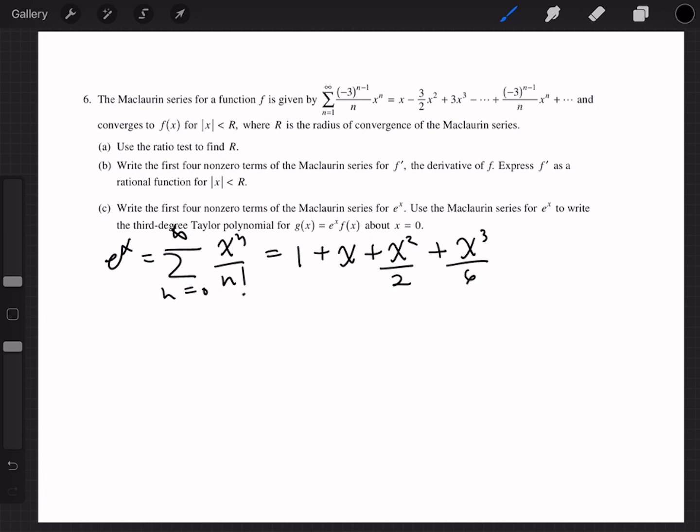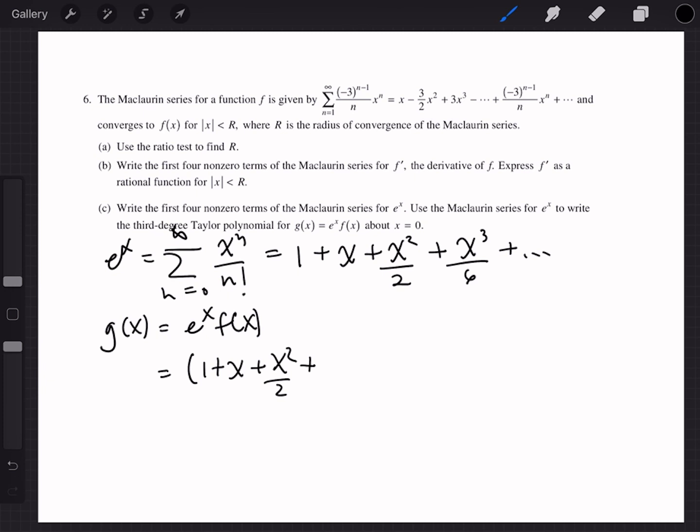If g of x is e to the x times f of x, then what you should do is write out the terms of both and then begin multiplying to get the same powers of x. Sometimes it's hard to know how many terms we should write out for the power series, and then multiply them together to get the correct Taylor series.